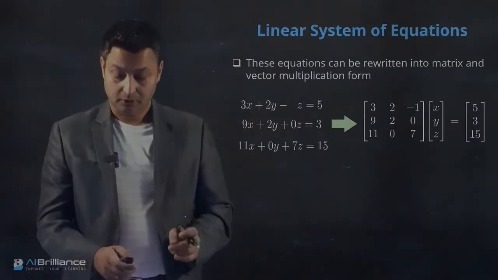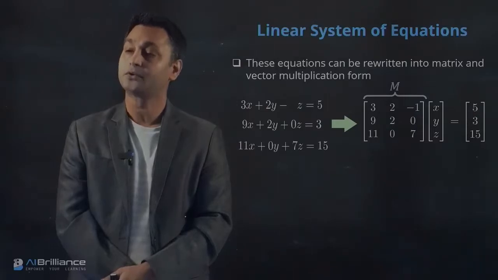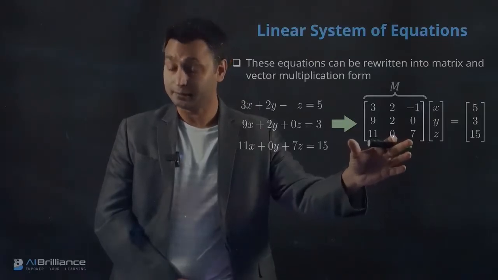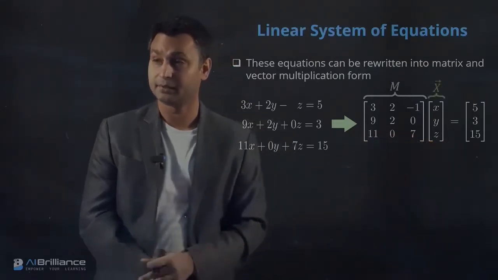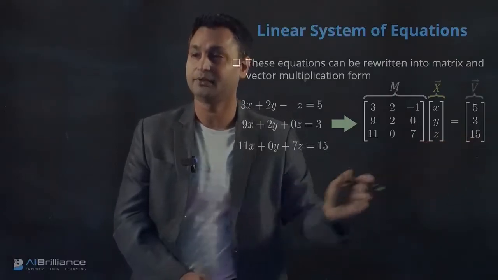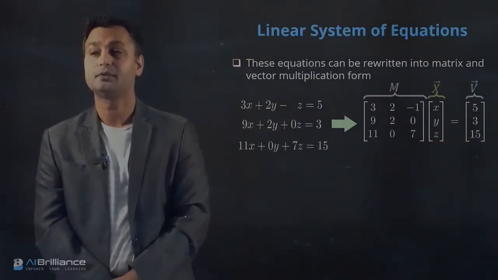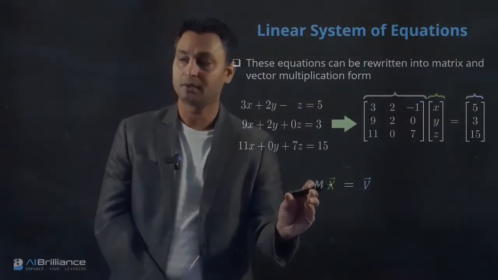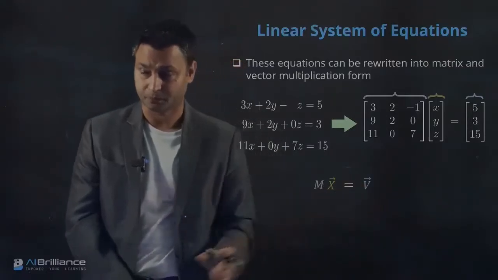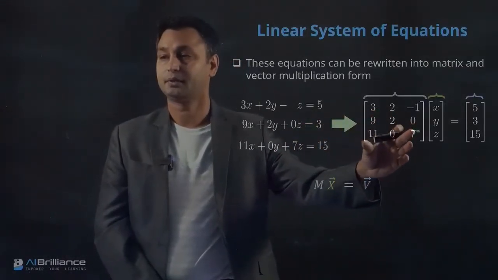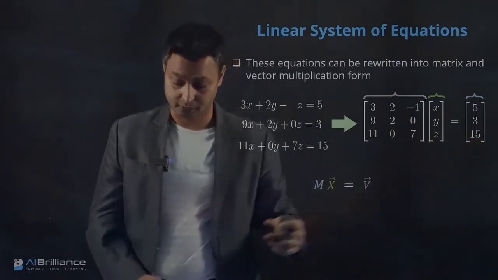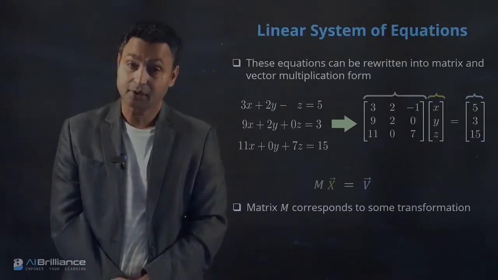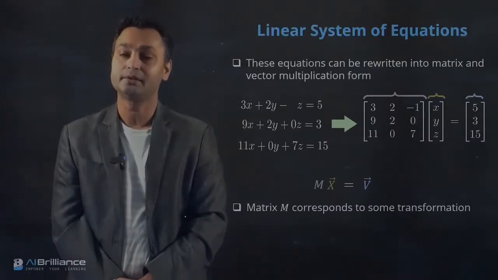So now let's see how we go about solving this. This becomes my matrix M, this becomes my vector x, and that is equal to some constant vector, which we denote by vector v. So the equation we have in terms of matrix-vector multiplication is matrix M multiplied by vector x is equal to vector v, where M is this matrix, x is this vector, and v is this vector we have listed here.